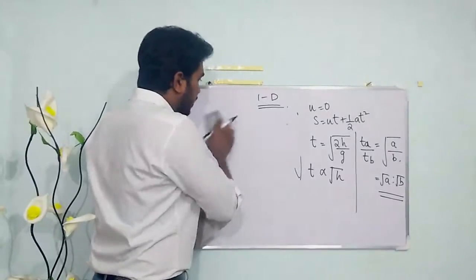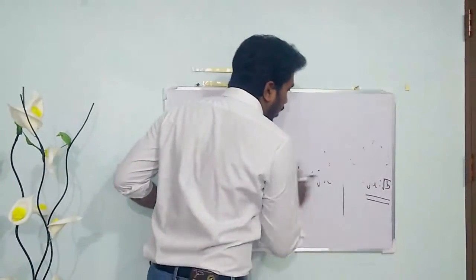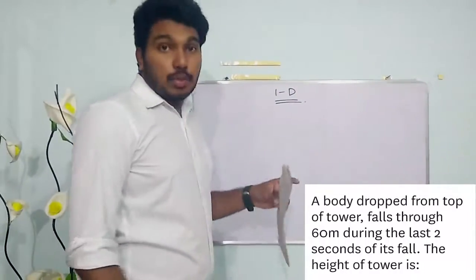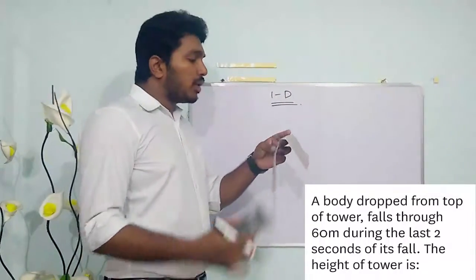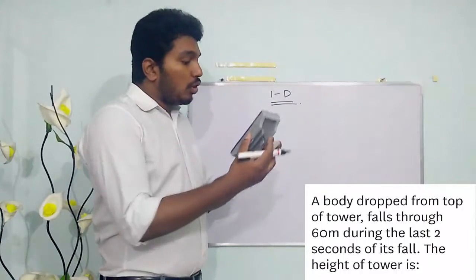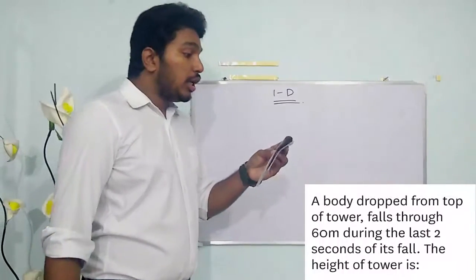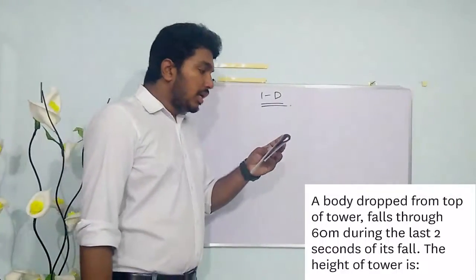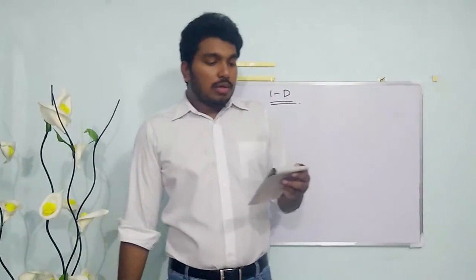So you can see the second question displayed on the screen right now. A body dropped from the top of a tower falls through 60 meters during the last 2 seconds of its fall. The height of the tower is? Options are 95 meter, 60 meter, 80 meter and 90 meter. So we are supposed to find what is the height of the tower.